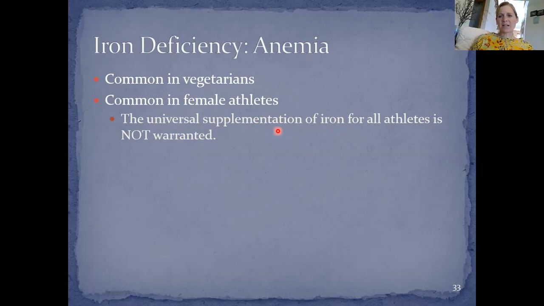But again, why is this more pertinent in females than males? It turns out that we have some ability to store iron. So the average man can store 1,000 milligrams of iron within the body, but the average female can only store 300 milligrams. Okay, so again, that makes it easier for females to be deficient in iron because we simply aren't able to store as much as maybe what some of the men are able to store.